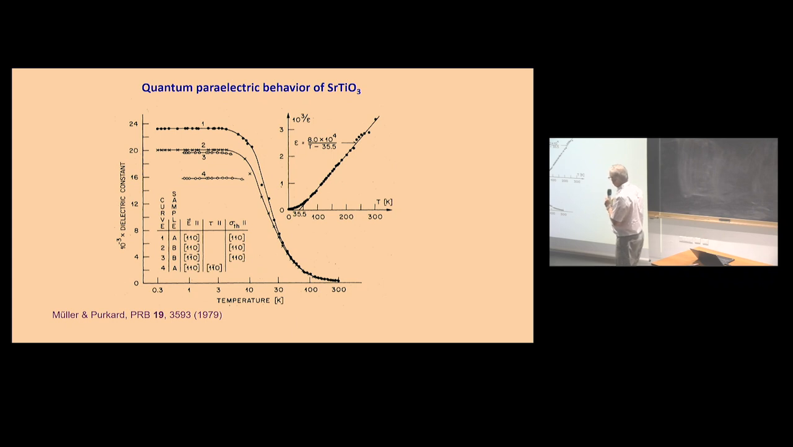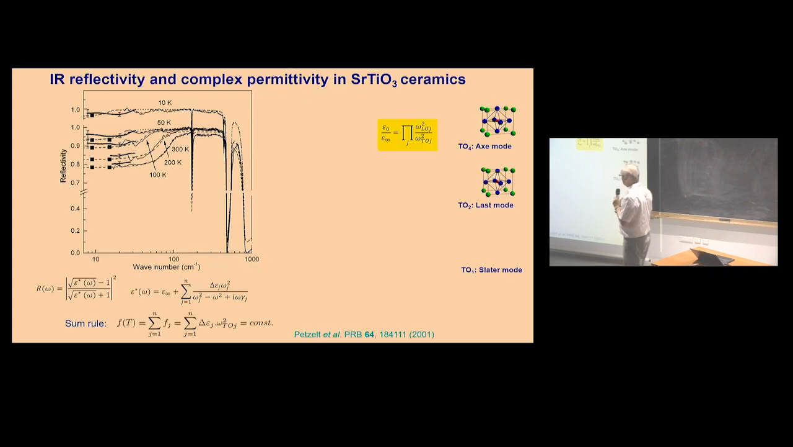Note that at room temperature it is around 300, and at low temperatures it is 24,000. Again, it is from a soft phonon, mostly the lowest frequency phonon, moving in reflectivity. It looks like this. It's very difficult to determine its frequency at low temperatures because, of course, we have reflectivity close to 100%, and there is some noise.